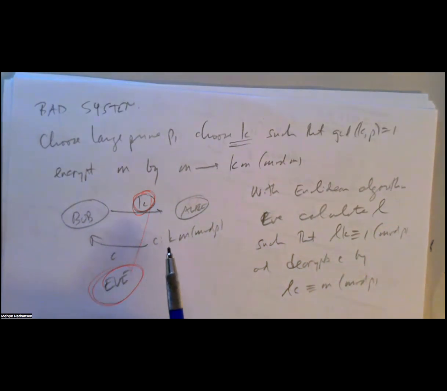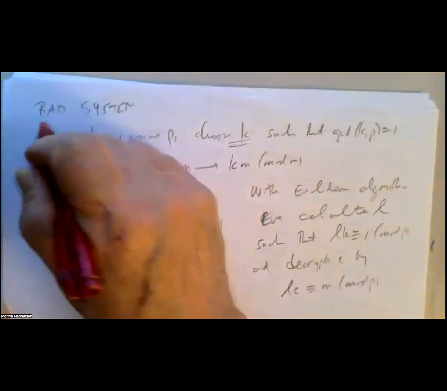So this is a public key crypto system, if you like, in the sense that Bob tells the world, you encrypt by taking your message and multiplying it by K and reducing mod P. But it's not a good system because anyone can break it. A good public key crypto system is a system in which anyone can encrypt, but no one except Bob can decrypt. So this is bad.